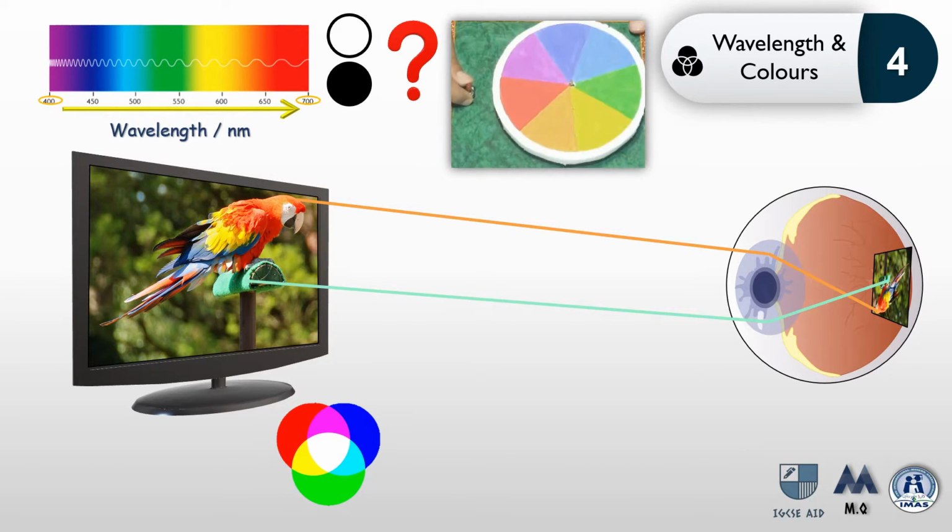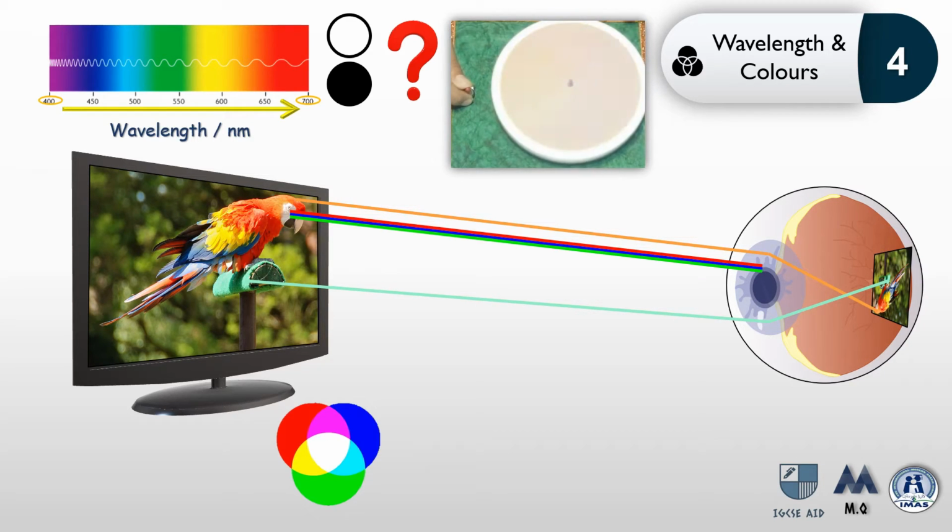So for example, from the white portion of the parrot, all the three primary colors or all the colors are being emitted to the same spot in the eye. And when this happens, our brain mixes all of them together and they appear white in color. So this is how white is. There is no single wavelength of white light.